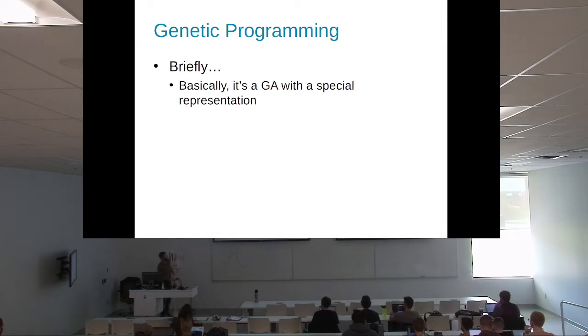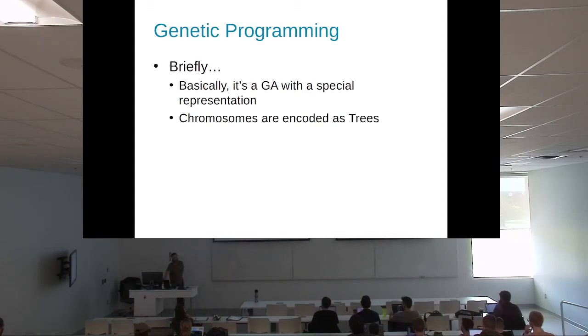But genetic programming is basically just a GA with a very specific idea in mind. The chromosomes, the candidate solutions, the things that we are encoding, are typically going to be encoded as trees. Now, the specific types of trees are up to you, depending on what you're trying to do. They're typically encoded as trees, but not necessarily, but this is the basic idea.